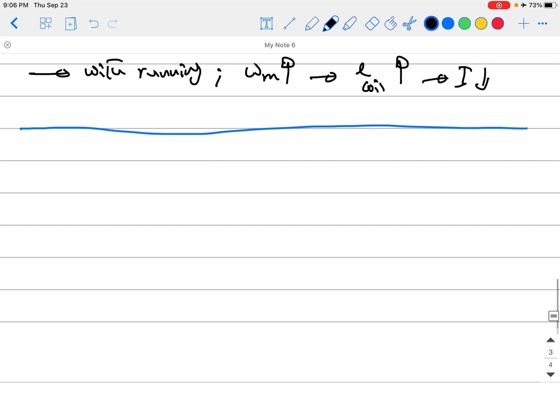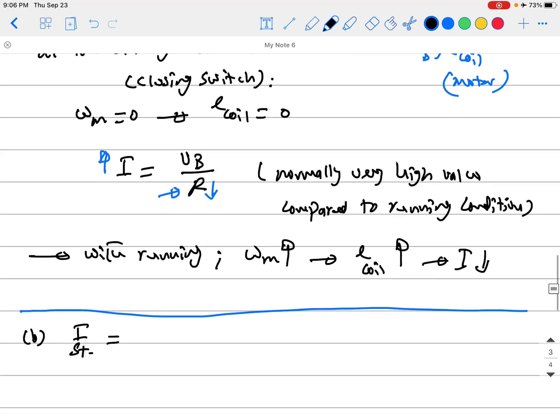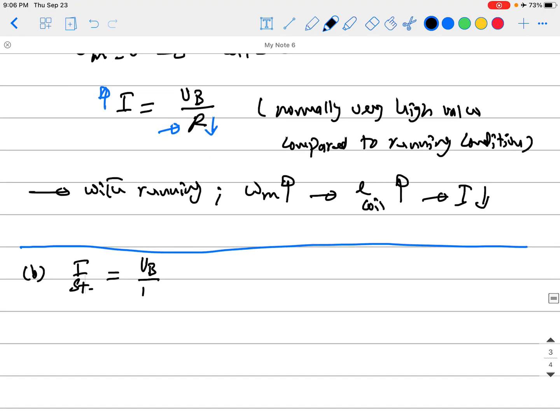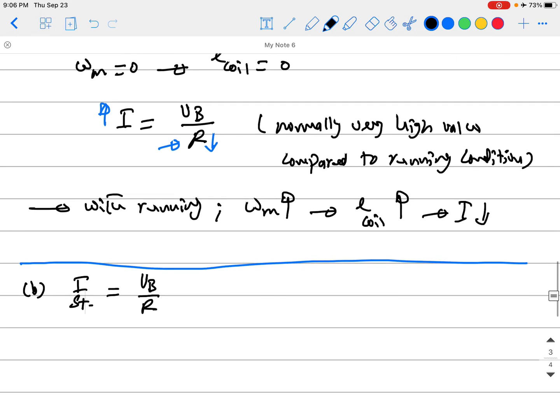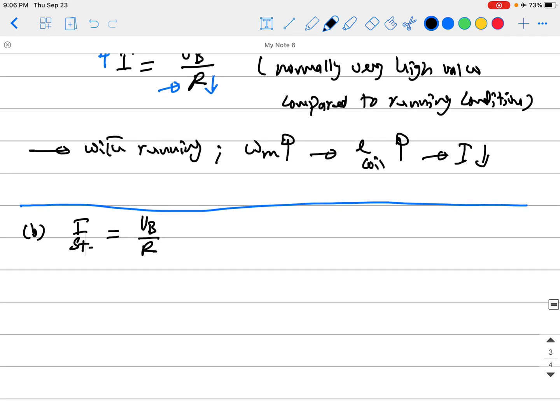So he's asking you, part B, about I starting. Just like we discussed here, I starting equals VB divided by R, okay, guys? Because the induced voltage E equals 0 at the starting. So I'm going to substitute: VB equals 120 divided by R, 0.3. That gives you 400 amps. That is relatively very high, and we'll see why as we go forward. Okay, so that's the first thing.